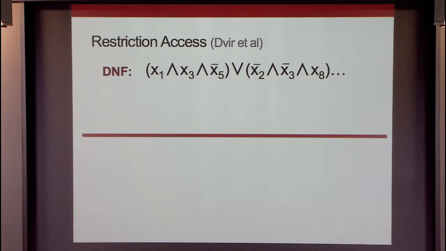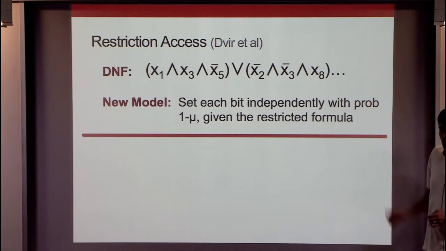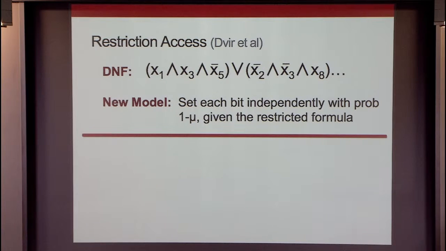They called it the restriction access model, where it'll be almost the same as the uniform distribution. The difference is that we're not going to set all of the variables. So what if we set 99% of the variables? We're setting almost everything, and the variables get set independently to true or false. But the remaining 1%, this mu fraction of variables, will still be live.